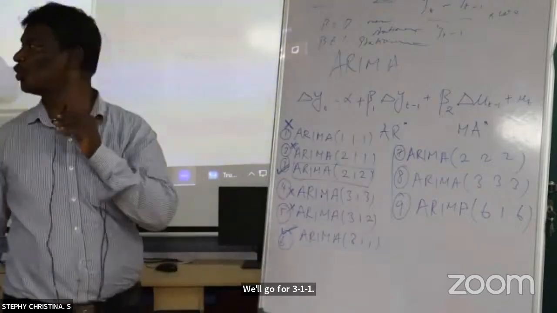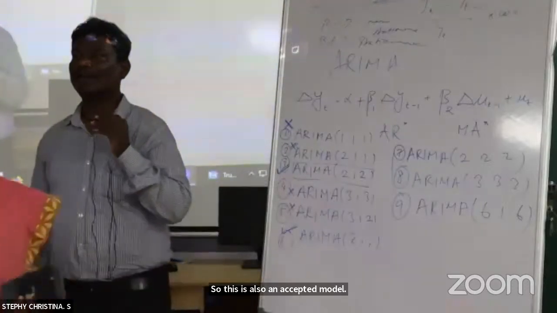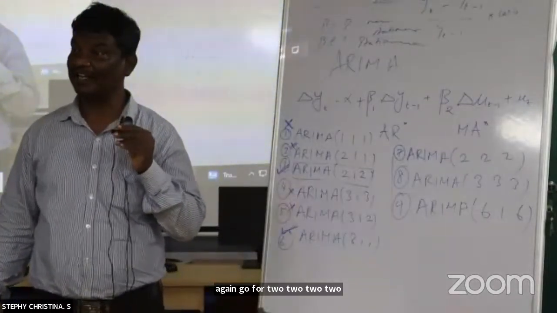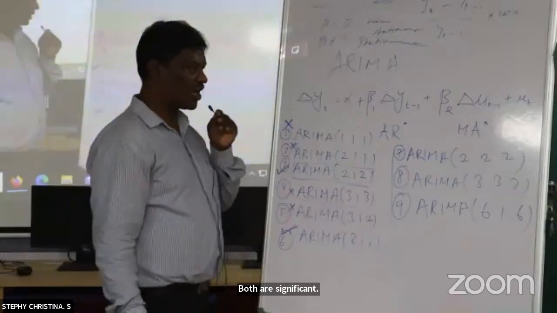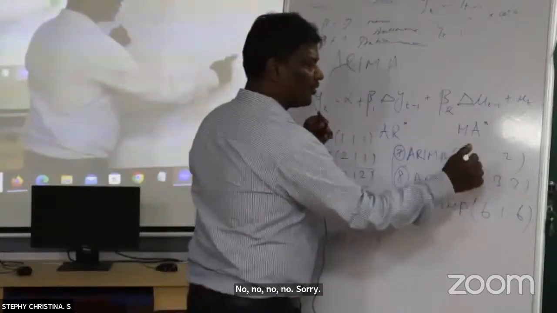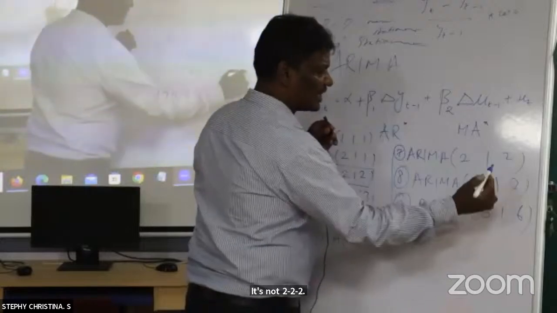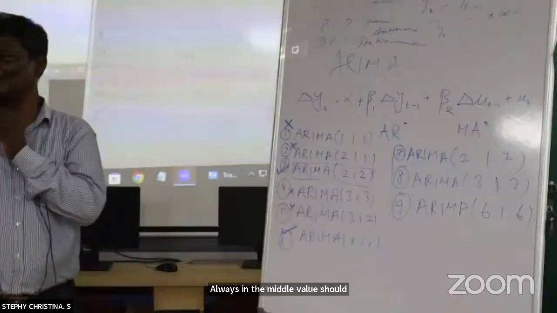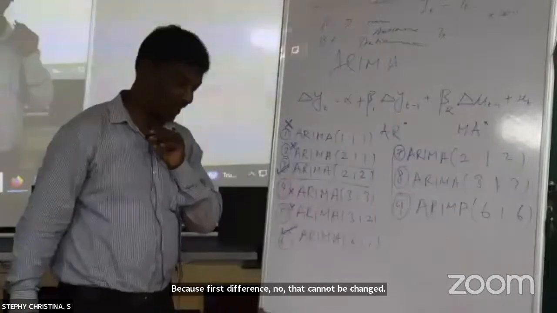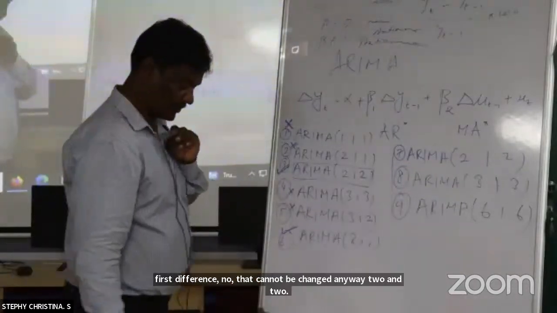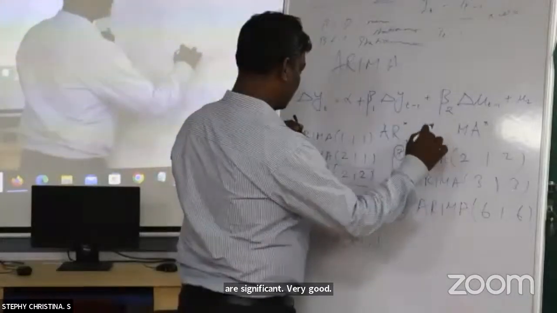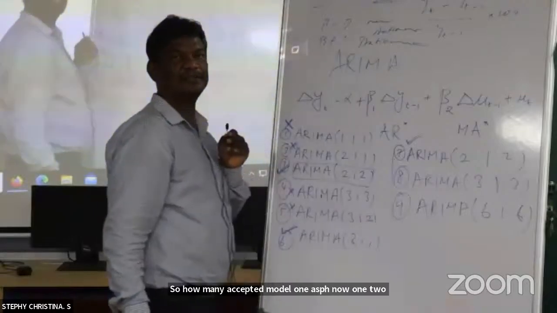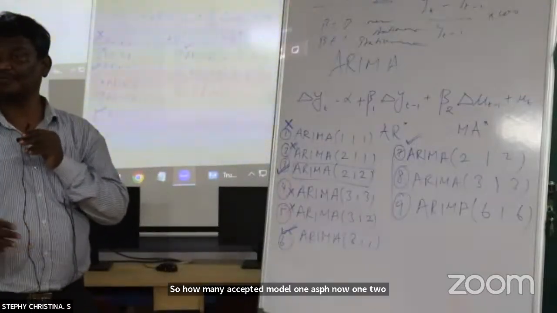Now, can go for 222. Both are significant. Oh, no. Sorry. ARIMA, it's not 222. Actually, I is fixed. I'm sorry, I didn't notice. The middle value should always be 1, because it is the first difference; that cannot be changed. Anyway, 212, all significant. Very good. This is what I want. So how many accepted models? As of now, 1, 2, 3, 313. This is what I have specified: 211, 311.